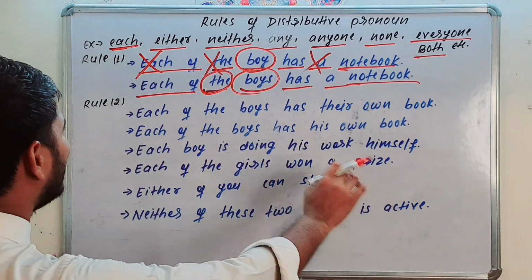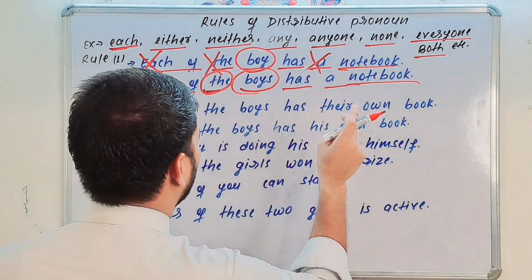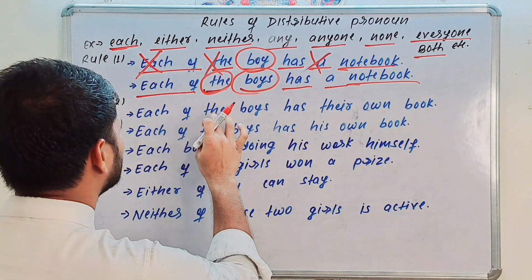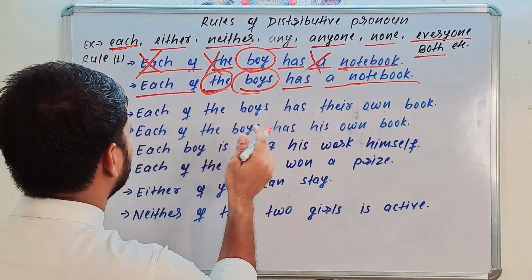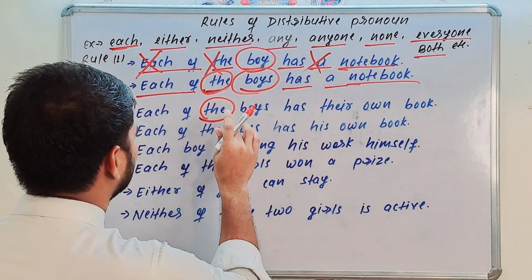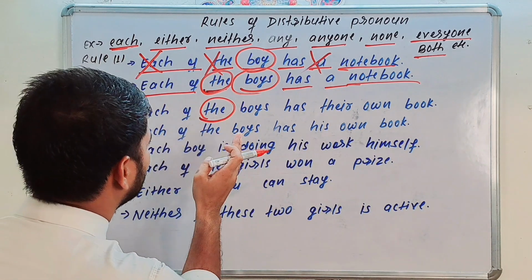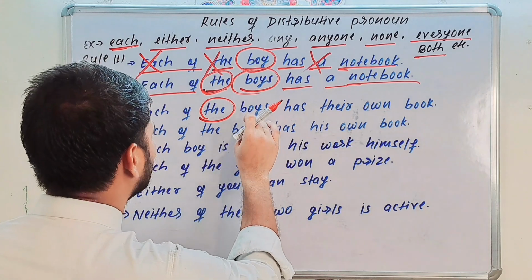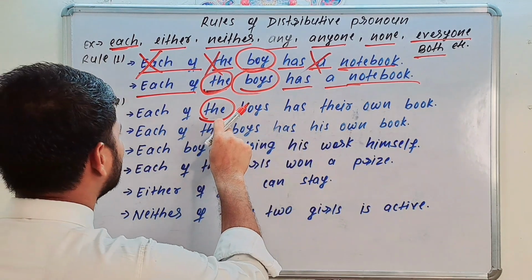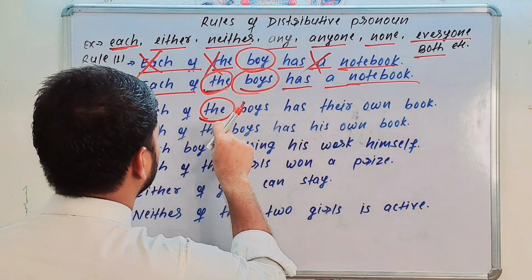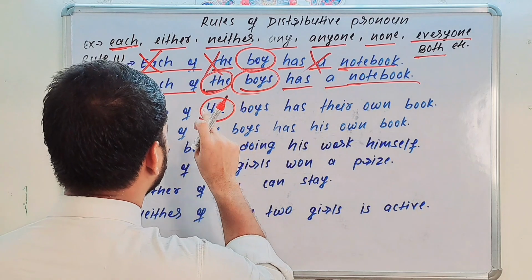Here see, I told you the second rule: each of the boys has their own book. Basically, the article "the" is used after each of, either of, neither of, and before plural nouns or any nouns in a sentence. So the first example follows the first rule, first case, and the second rule. Okay, it follows the second rule.